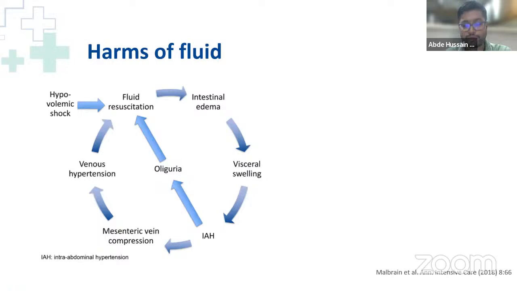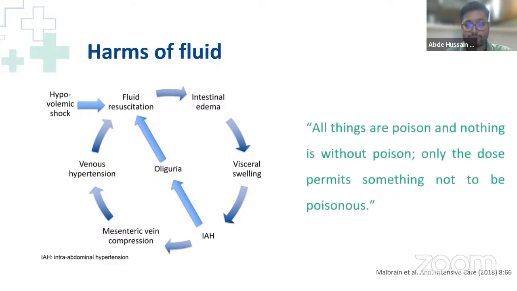So, harms of fluid. We need to have control of how much fluid we give. Otherwise, this is an example of what happens in the abdominal vasculature. Excessive fluid resuscitation can lead to intestinal edema, cause visceral swelling, and intra-abdominal hypertension occurs. Further, this leads to more elimination of fluid by the kidneys, but it also leads to mesenteric vein compression and venous hypertension.